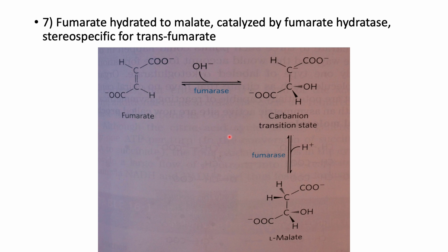Then the next step is fumarate hydrated to malate. This is catalyzed by fumarate hydratase and is stereospecific for the trans isomer of fumarate. So this is simply hydration of the linkage here. There's a carbanion transition state right here, and then you get a proton and malate forms. And this is a stereospecific isomer. You can see the projections.